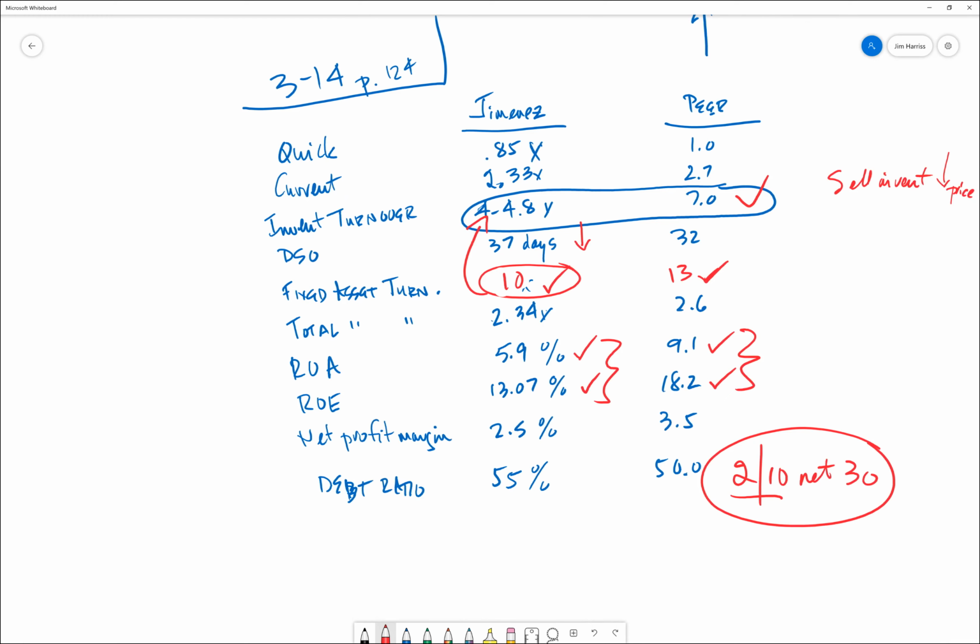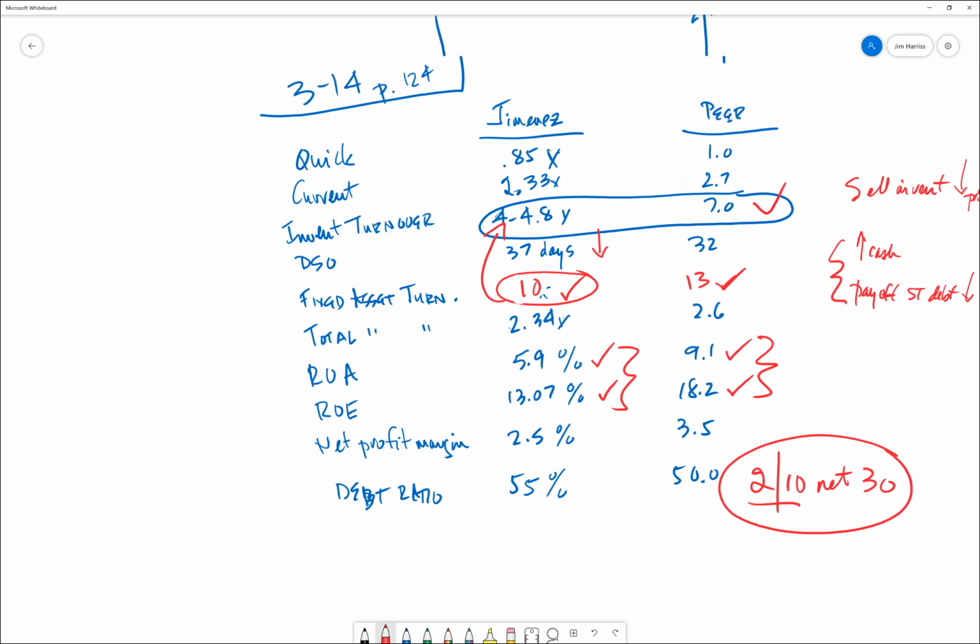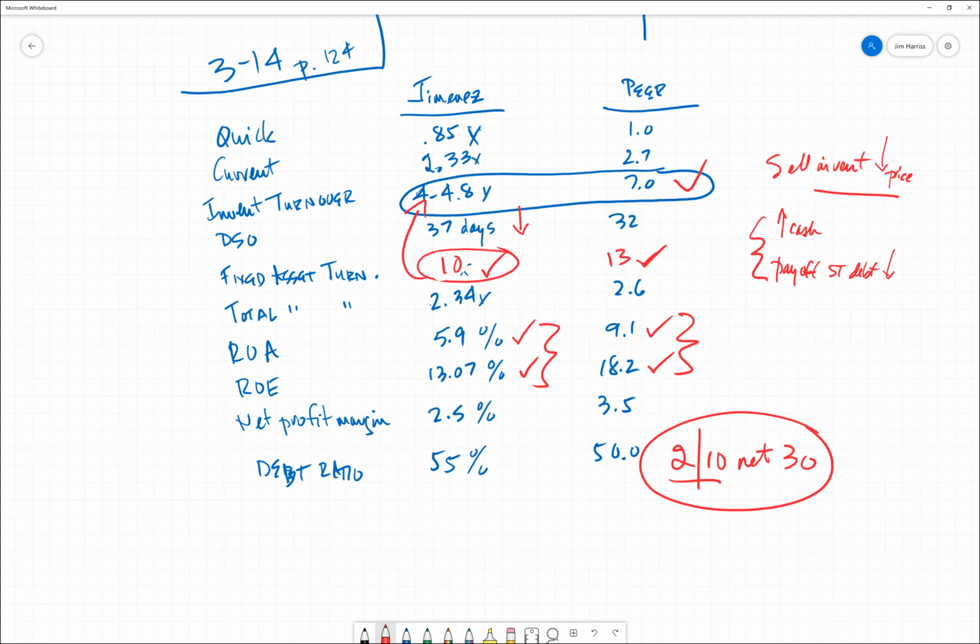So what are you going to do? You're going to have an increase in cash by selling that inventory. And then you take that cash and you pay off some of your debt that you're having to utilize to carry that additional inventory. So you pay off some of your short-term debt. So what just happened? You're going to pay off ST debt. That's going to go down from that cash. These two guys right here, because you're selling off your inventory at a reduced price.